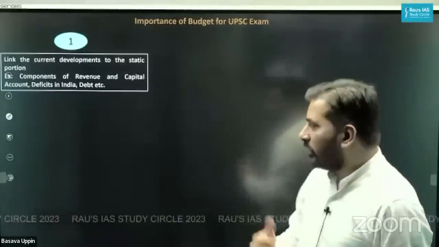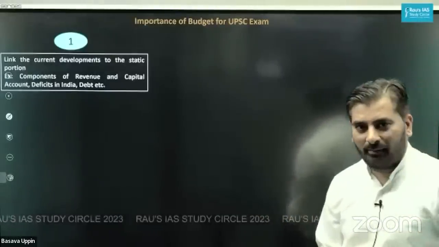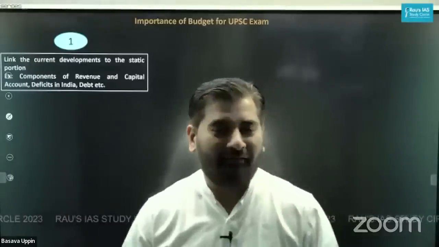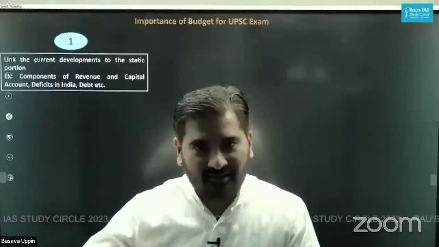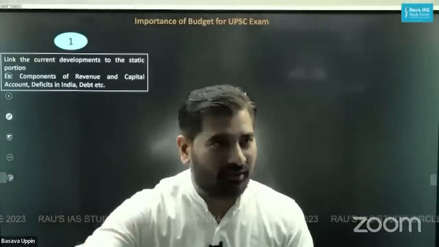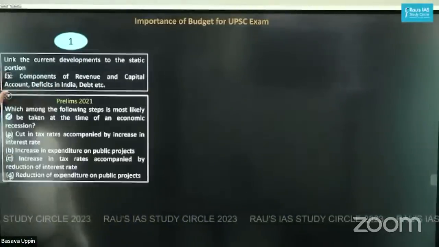For example, you must have studied in the static part of the syllabus the components of the revenue account, the components of the capital account, deficits in India, the public debt, and so on. So this is the static part. Now, when you go to the budget, you'll be able to link the static part to the current developments. Now, for example, you can just have a question.